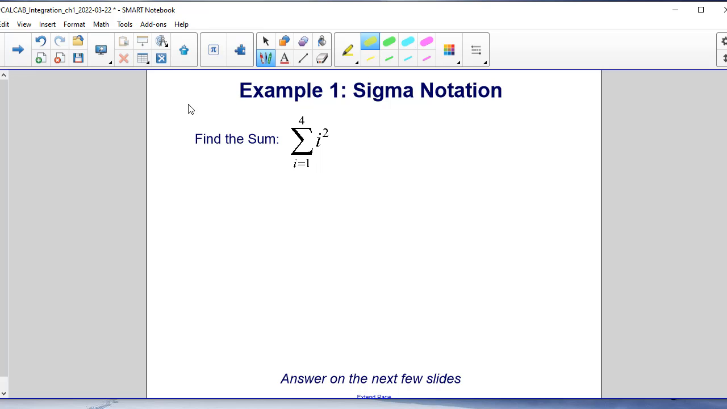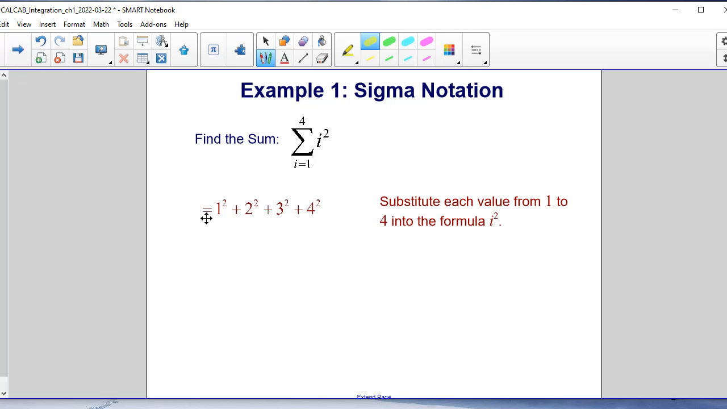Example number 1 is sigma notation. Let's find the sum of i squared going from 1 to 4. So we substitute 1 through 4 into i squared and add those together. So when i is 1, we have 1 squared. Then we're going to add that to 2 squared, adding that to 3 squared, and we add that to 4 squared. So each time i is replaced with the integers 1 through 4.